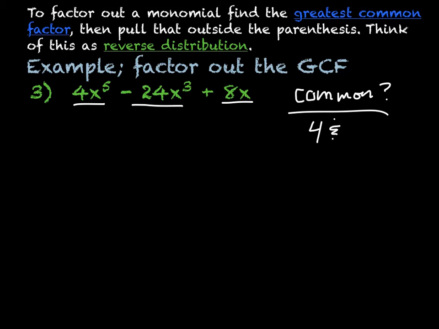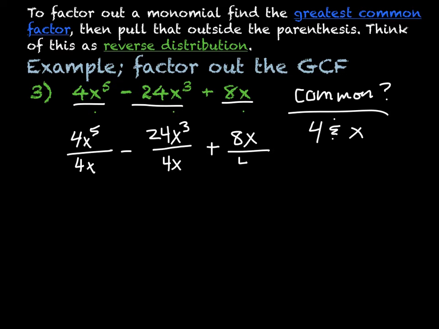Also, what else do they have in common? I see an x to the fifth, an x to the third, and an x. So they all have an x in common. So I'm going to divide everything by 4x. So my next step would be to write 4x to the fifth, and I'm dividing out a 4x. The reason I'm dividing is because the opposite of multiply is divide. So minus 24x cubed divided by 4x plus 8x divided by 4x.